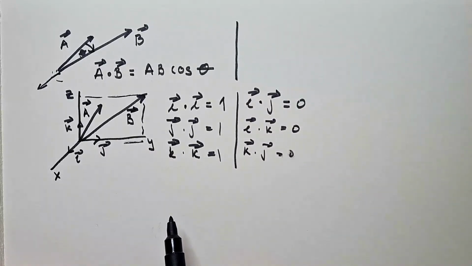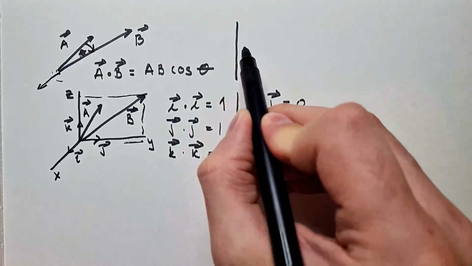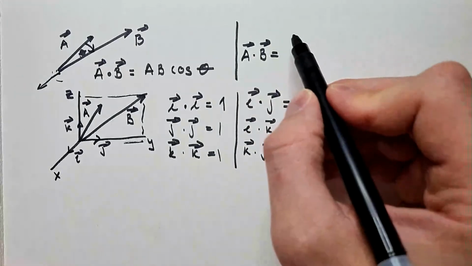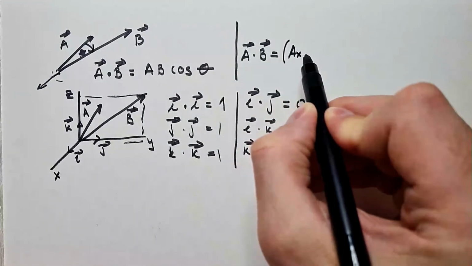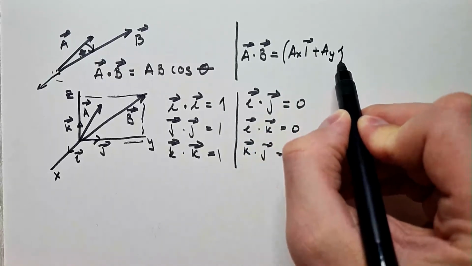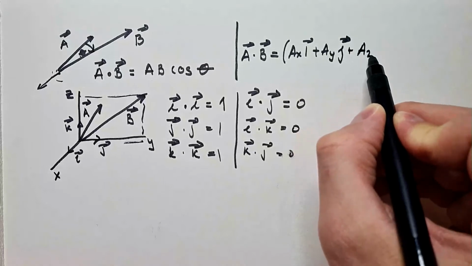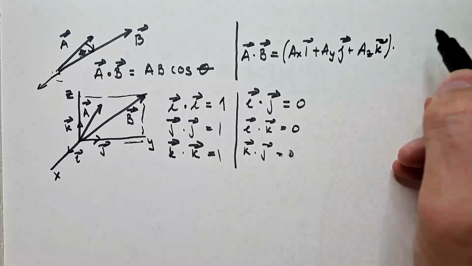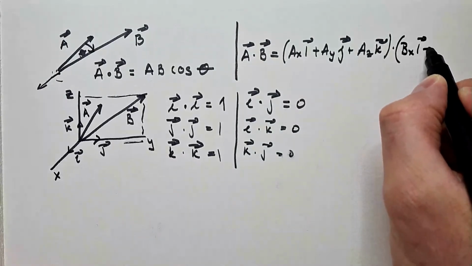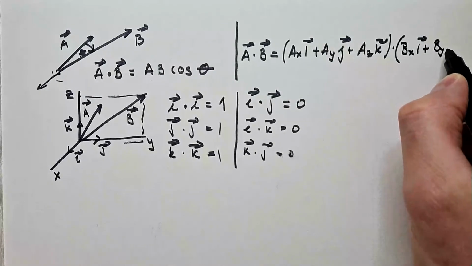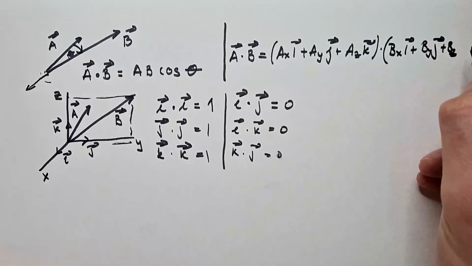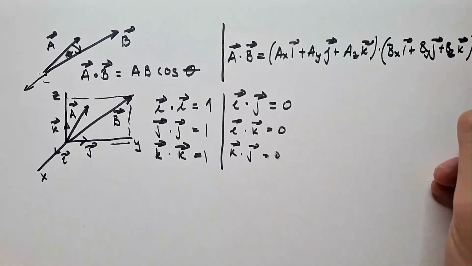If we have components, then A dot B is the product of these components, namely, that would be AX i plus AY j plus AZ k, dot BX i plus BY j plus BZ k. I hope you can see this end over here.